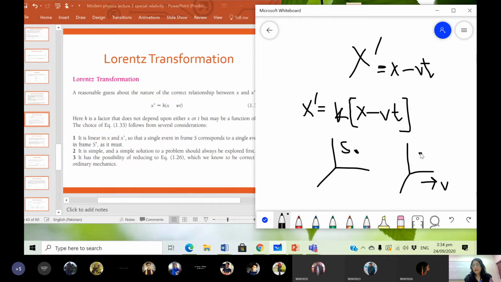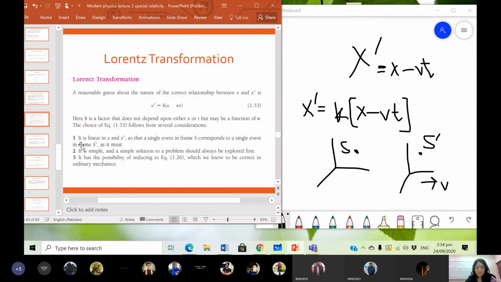Like if I have S dash here, then x dash is a coordinate in this frame, and x and time here are coordinates in this frame. But we want a relativistic factor k, which takes into account this velocity and is independent of the coordinates of the object. Whether it's the x, y, z coordinate or the time coordinate, it's independent. This factor k only depends on the velocity where one frame is moving with respect to another frame. So that is our guess.